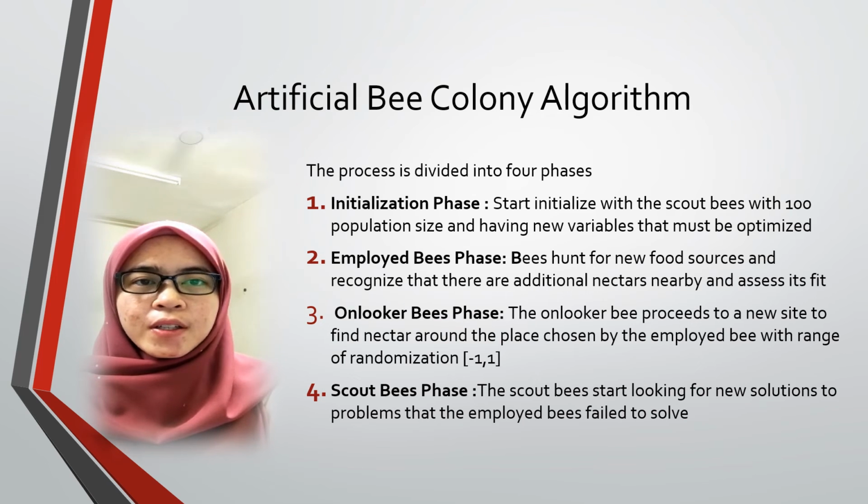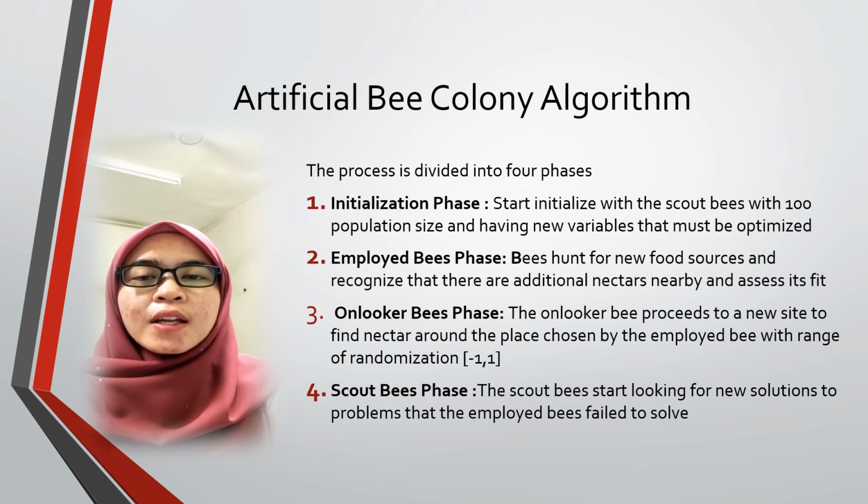Artificial bee colony algorithm. Under the chapter Result and Discussion, I will go through how this algorithm works in order to find a solution for this project. The process is divided into 4 phases. The first one, initialization phase. All vectors of the food source population are initialized with the scout bees, with a population size of 100, and having new variables that must be optimized.